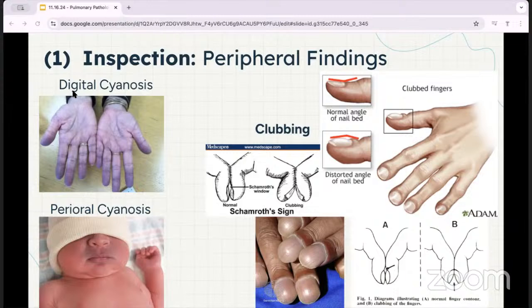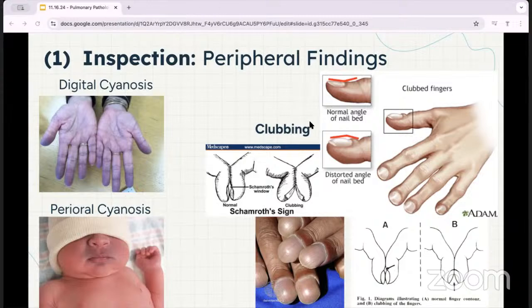And then there's also digital cyanosis. Now, remember, the digits also refer to our fingers. So digital cyanosis is often in the hands or fingers. You'll see a bluish color in the skin, especially at the fingertips, as you can see here. This often happens when the circulation in the extremities is poor, like in very cold environments or severe heart or lung disease. Now let's talk about clubbing.